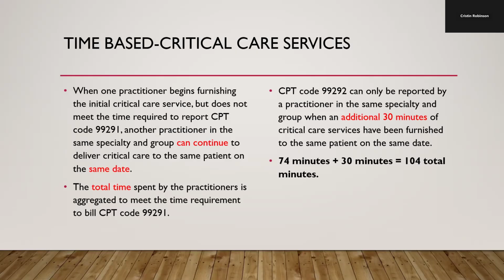Also, I would like to point out that there is a difference between CPT AMA guidelines and Medicare guidelines as it relates to critical care services. If you are billing based on CPT guidelines, as soon as your provider hits 75 minutes of time spent, you can bill 99292. If you are billing based on Medicare guidelines, Medicare requires the full additional 30 minutes, which would equal 104 minutes, in order to get the first unit of 99292.